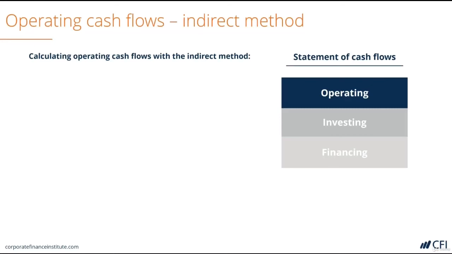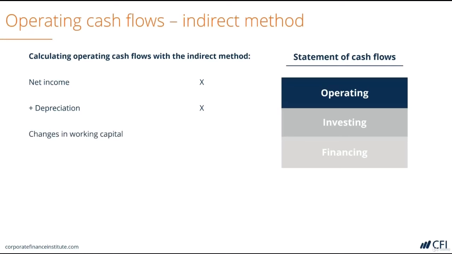Now we're going to walk through an example of the typical process for calculating operating cash flow with an indirect method. We begin by taking the net income at the bottom of the income statement and then adding back to it any non-cash items. Depreciation and amortization are the most common examples of non-cash items, but it could be other things that we mentioned earlier, such as stock-based compensation, unrealized gains or losses, or impairment charges, to name a few.